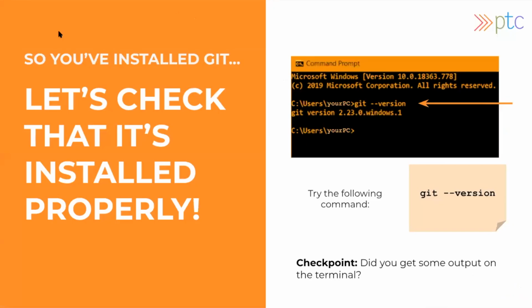All right, I hope everyone had enough time to do that. So now let's check if everyone installed Git correctly. Open the terminal on your device and try entering the command that's shown on the screen, which says git --version, into the terminal. Comment in the chat and let us know if you got some output on the terminal.